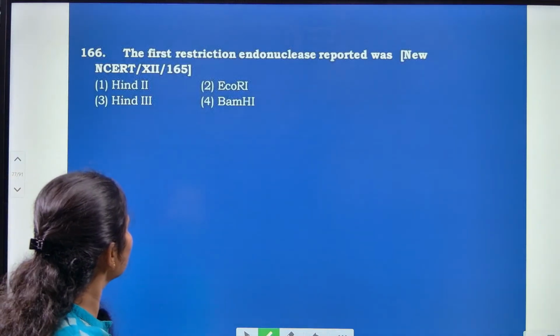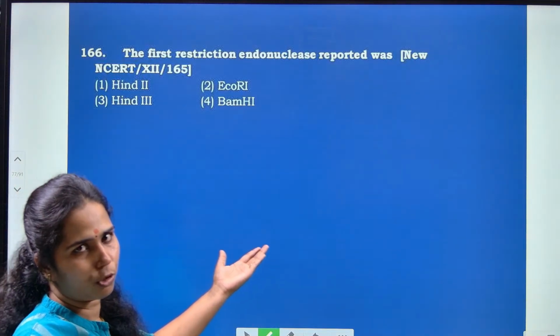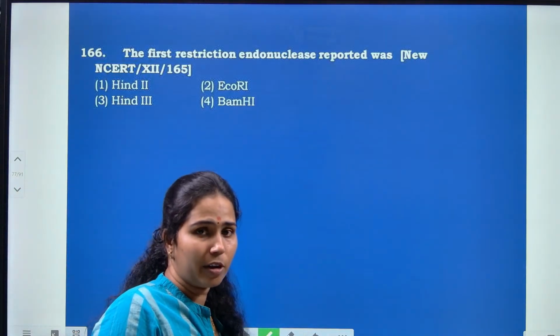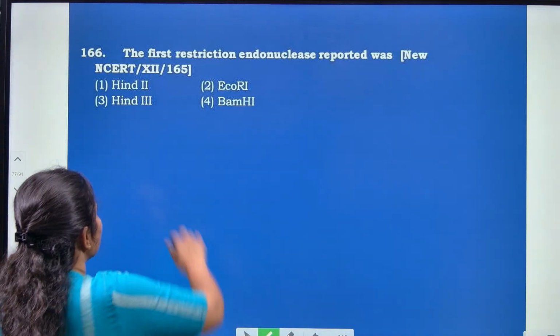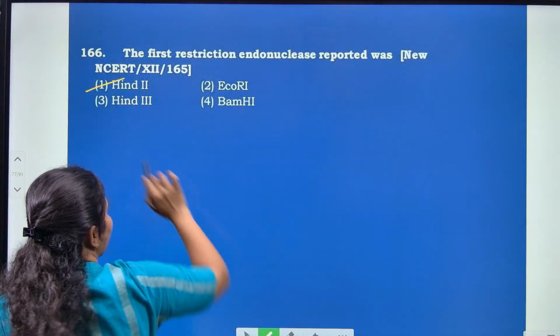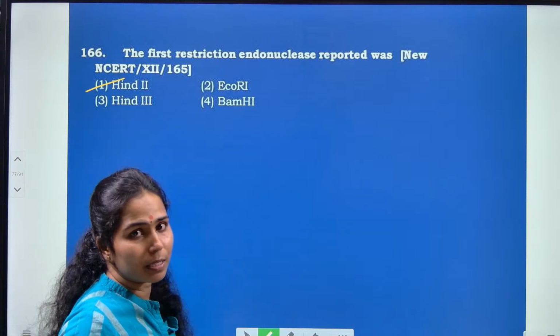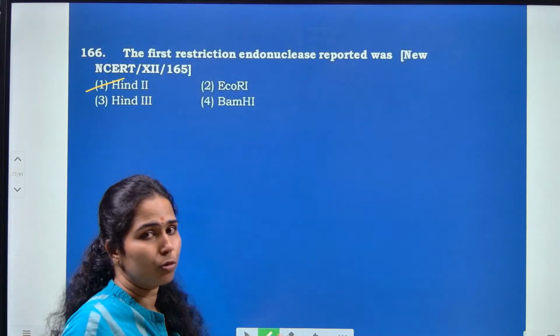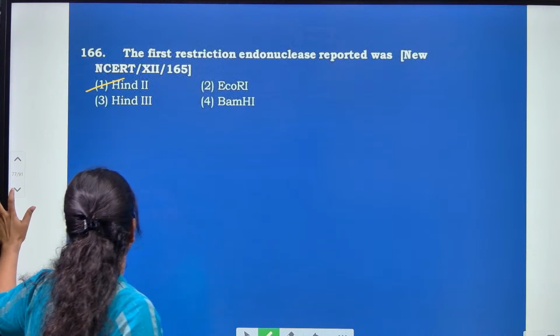Yes, the first, restriction endonuclease, again it is a direct question. In the previous question paper I have solved for you, it is going to be Hind II here, which cuts the DNA sequence by identifying a sequence of 6 nitrogen base pairs. Previously I have told you, right.